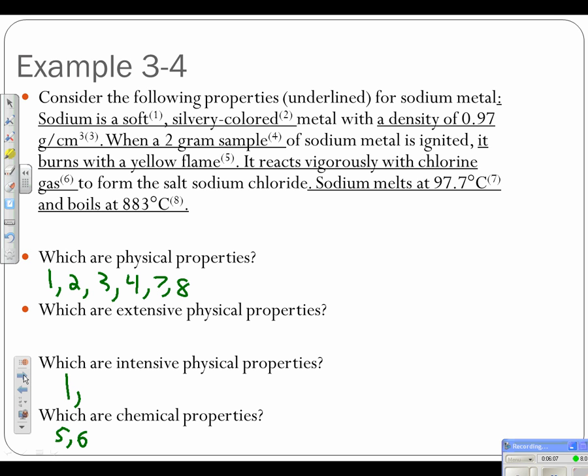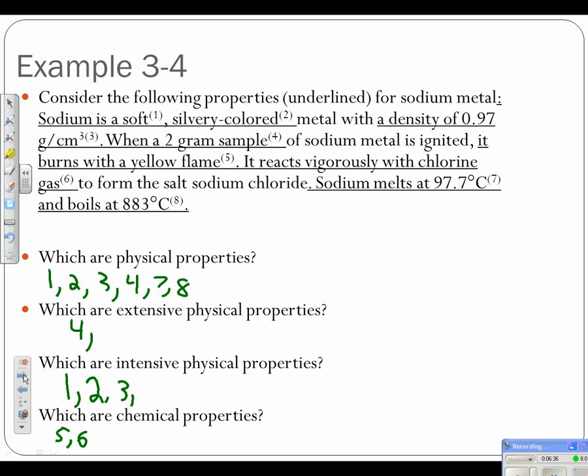Silvery colored. If I give you a pound of silver and 50 pounds of silver, it's still going to have the same color. So it does not depend on the amount. So it's an intensive property. It's got a density. Density will never change. We'll play with that in lab. You might be weird at that if you're really good at math. We'll prove it to you in lab. 2-gram sample. It's mass. That can change. I can make a 5-gram sample if I wanted to. So that's our first extensive right there. 4.